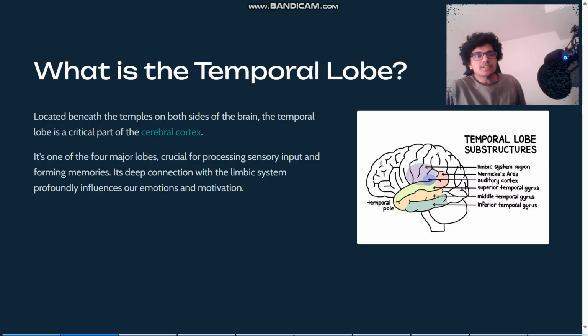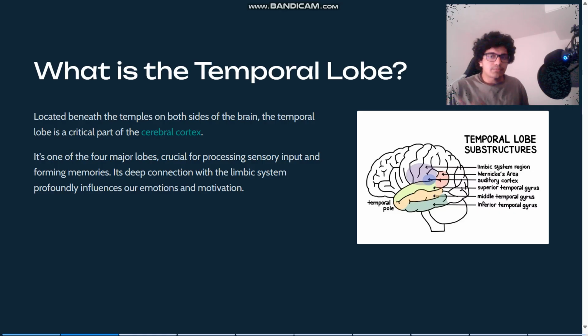So, what is the temporal lobe? As you can clearly see, the temporal lobe is located beneath the temples on both sides of the brain, which is why it's called the temporal lobe. It's one of the four major lobes crucial for processing sensory input and forming new memories. Its deep connection with the limbic system profoundly influences our emotions and motivation.